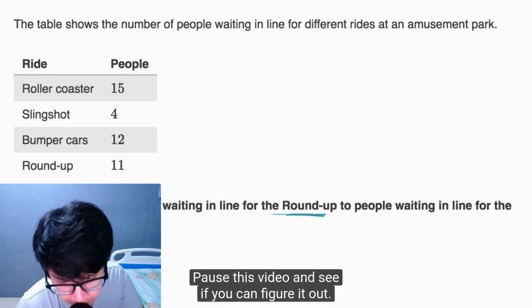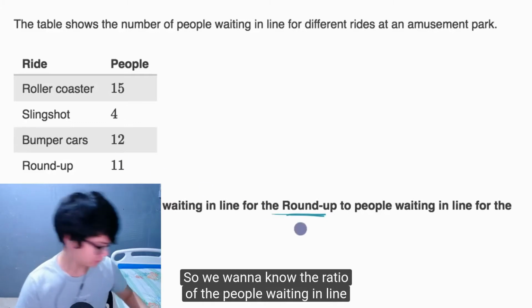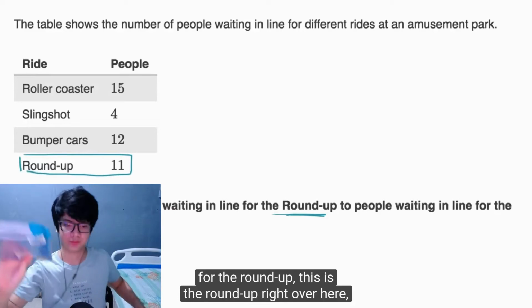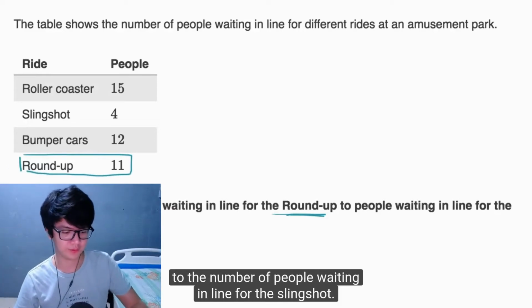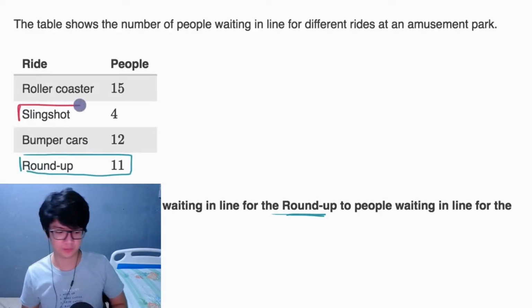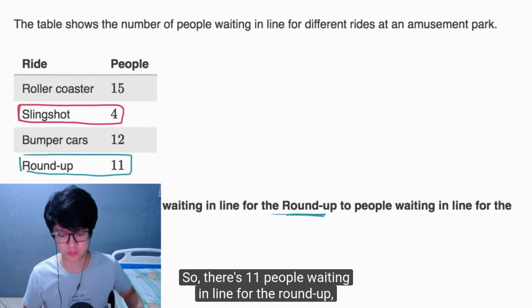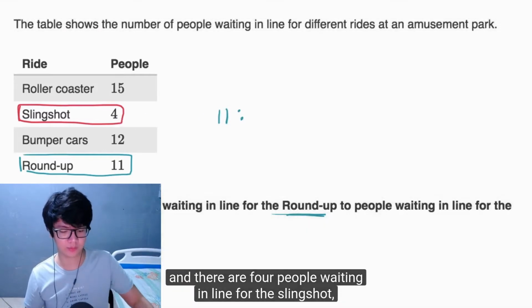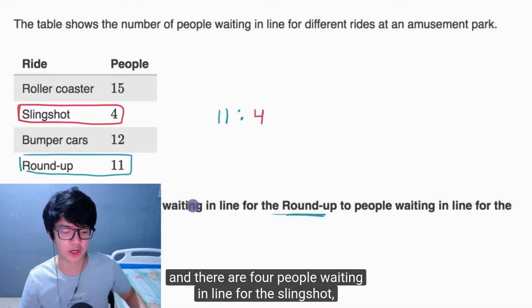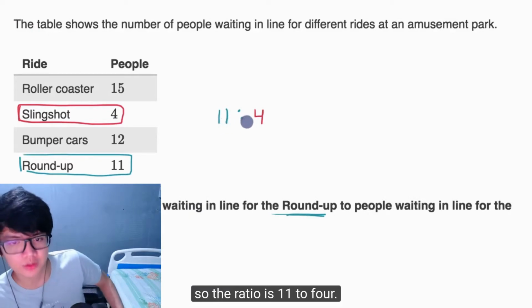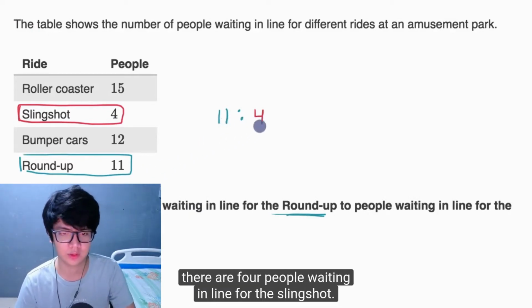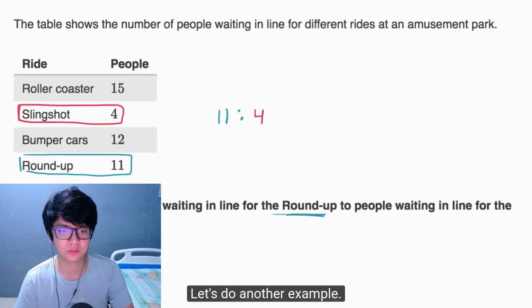It's 11 to 4. So we want to know the ratio of the people waiting in line for the roundup, this is the roundup right over here, to the number of people waiting in line for the slingshot. So there's 11 people waiting in line for the roundup, and there are 4 people waiting in line for the slingshot. So the ratio is 11 to 4. Or for every 11 people in line for the roundup, there are 4 people waiting in line for the slingshot. Let's do another example.